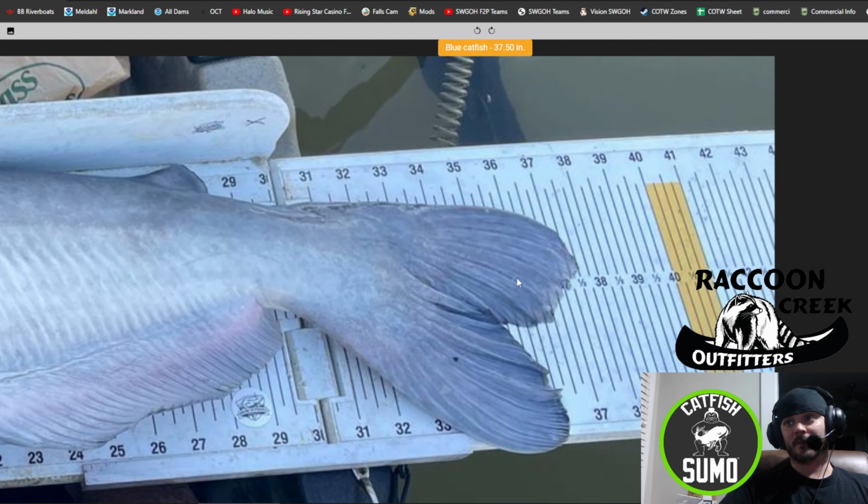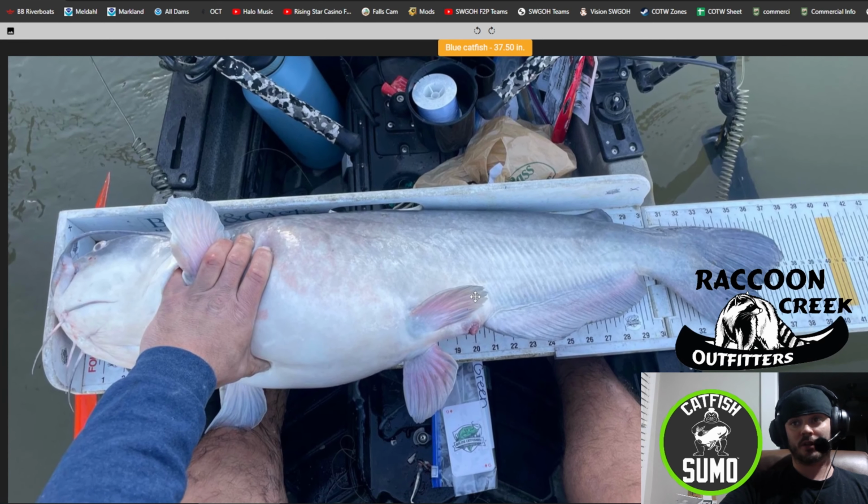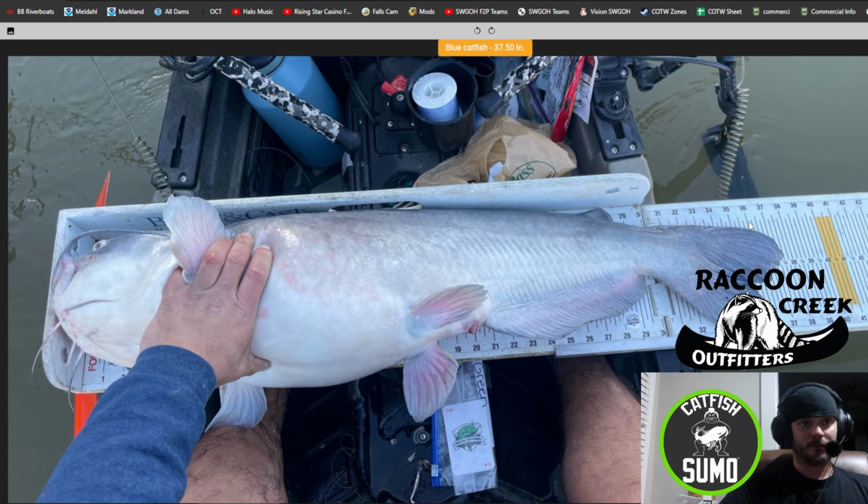In this case, the furthest point touching the measuring surface is 37.5 inches. Also, the numbers must be clearly legible. We'll go into that in the reject reasons here in a little bit, but the numbers must be clearly legible.